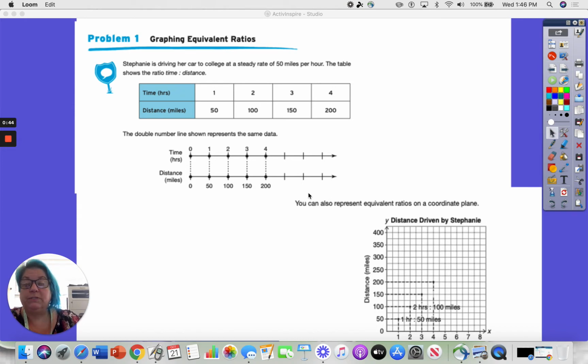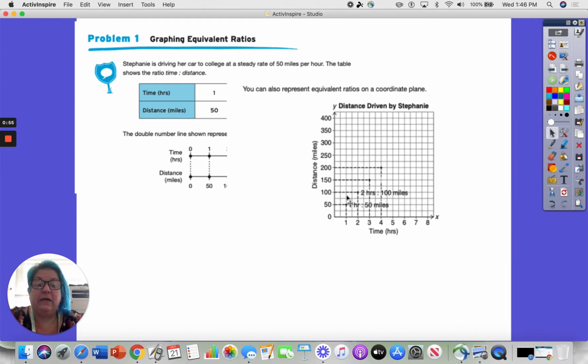So you will notice right here, you have time across the top, distance across the bottom. It has the exact same numbers that are shown here. And then down here we have a graph, and it also shows the same thing.